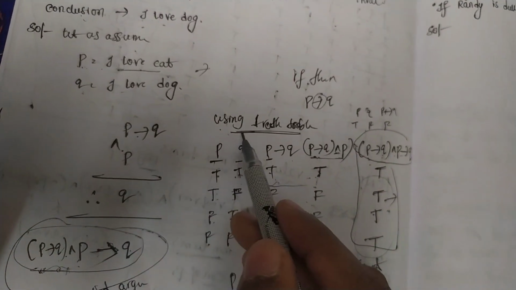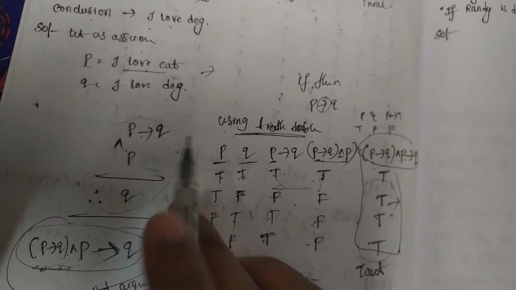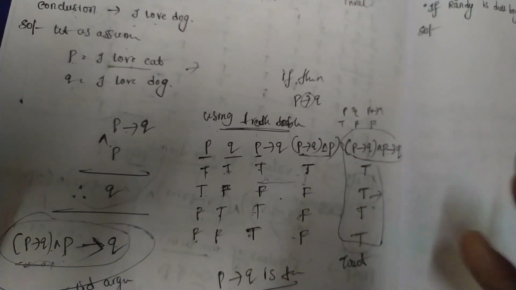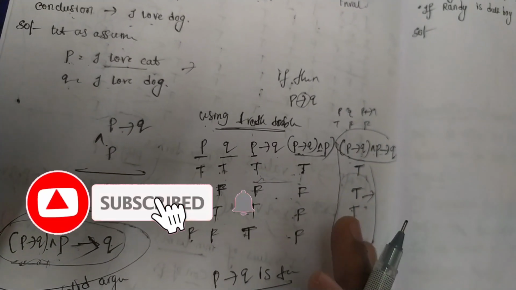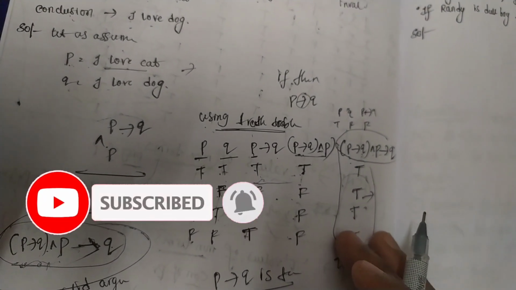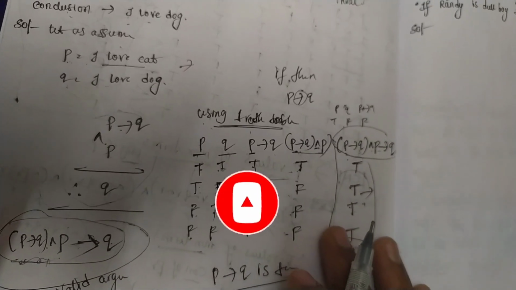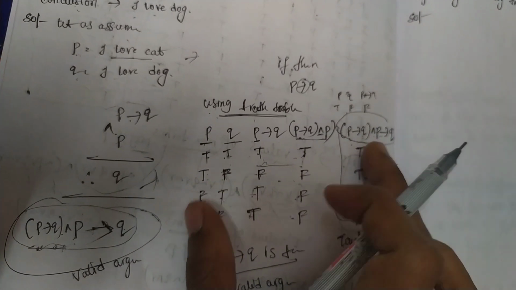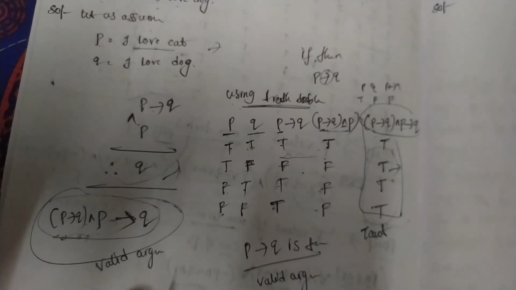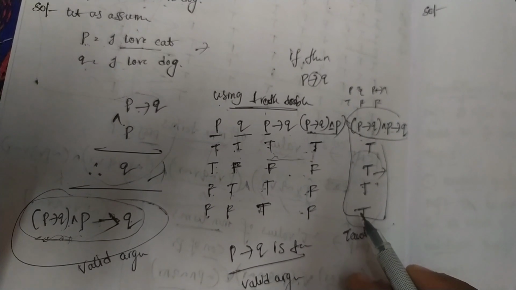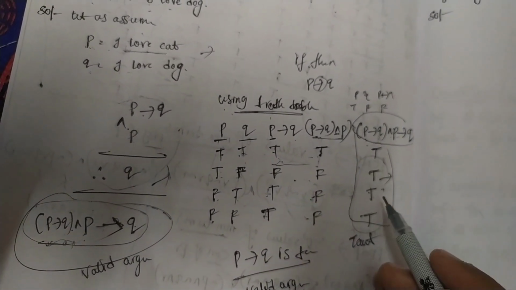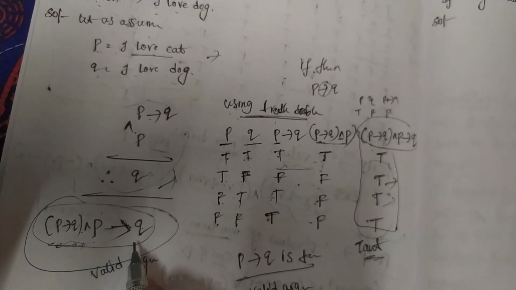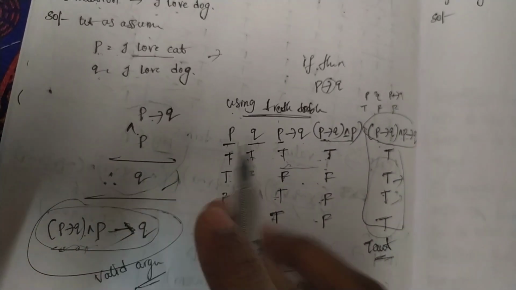You can conclude whether it is a valid argument or not by using a truth table, or by using some rules of inference, that is, some formulas. By using those formulas also you can conclude whether it is a valid argument or not. Using the truth table, it is a valid argument, because in this truth table all values are true only. That is called a tautology. So P implies Q and P, implication Q, is a valid argument.